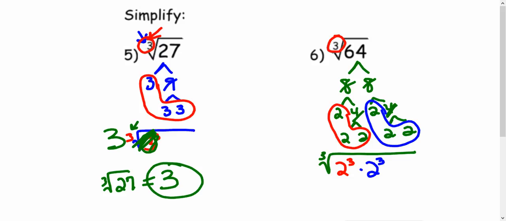What can I pull outside? I can take anything with an exponent of 3 outside. So here I have 2 to the third, so I'm going to bring the base outside and it cancels. Again, I have that exponent of 3, so I have another base of 2 that I can pull outside. And then these multiply. So what is 2 times 2? 4. Do I have anything left inside the radical? No, it cancels. Let's try another one.